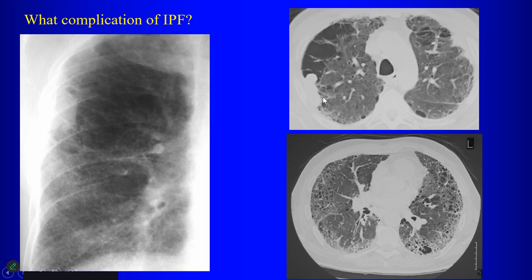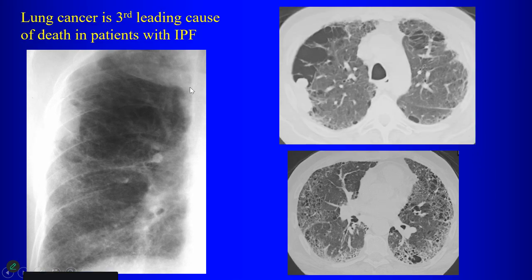Well, what do we say about these patients? You get lung cancer? Lung cancer, right? Typically adenocarcinoma. So this is a lung cancer in a patient with idiopathic pulmonary fibrosis, so you have to be on the lookout for that. Lung cancer is the third leading cause of death in patients with idiopathic pulmonary fibrosis.